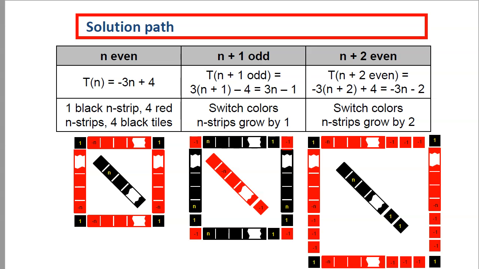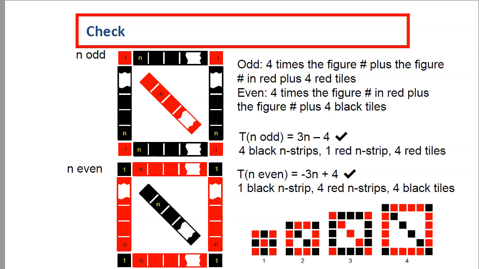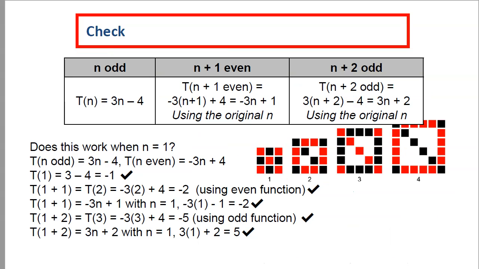So if n is even, n plus 1 will be odd, and n plus 2 will be even. So let's check our work. We have n odd and n even, and that matches our figures. We just need to pay attention to how many figure numbers we have, how many tiles we have, and which color they are. And then when we look at our chart, although a specific example is not a proof, it's a really good check to make sure that you've done your figures correctly.